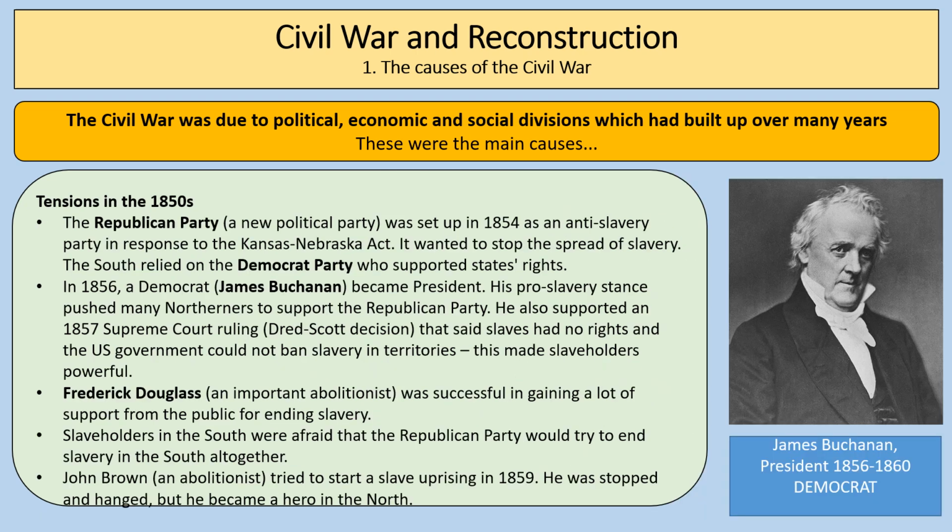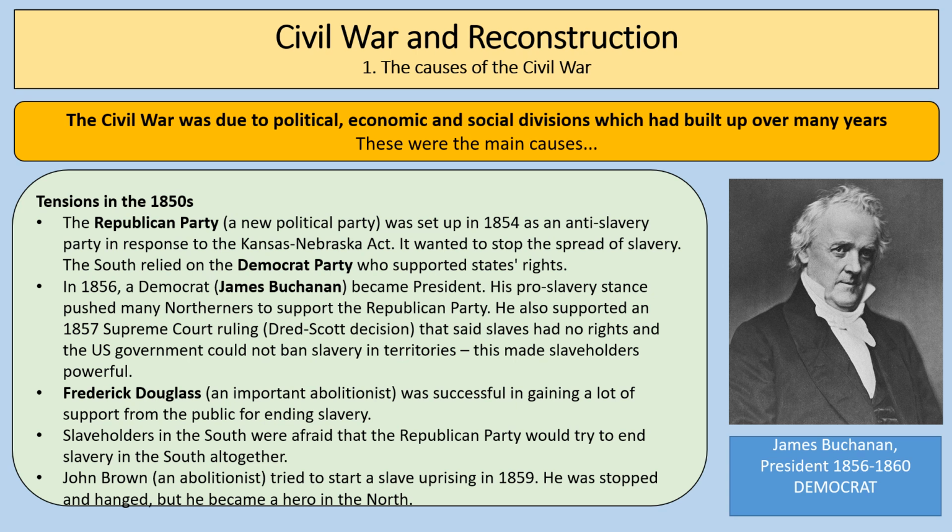Now, there were lots of tensions in the 1850s, and as a response to the Kansas-Nebraska Act, the Republican Party, which was a new political party, was set up in 1854 as an anti-slavery party. It wanted to stop the spread of slavery. The South relied on the Democrat Party, who supported the rights of states to decide things. In 1856, a Democrat called James Buchanan, who you can see pictured there, became president. Now, he was pro-slavery, and he pushed many Northerners, therefore, to support the Republican Party. He also supported an 1857 Supreme Court ruling, which is known as the Dred Scott decision, that said slaves had no rights and the US government could not ban slavery in territories, and this made slaveholders really powerful.